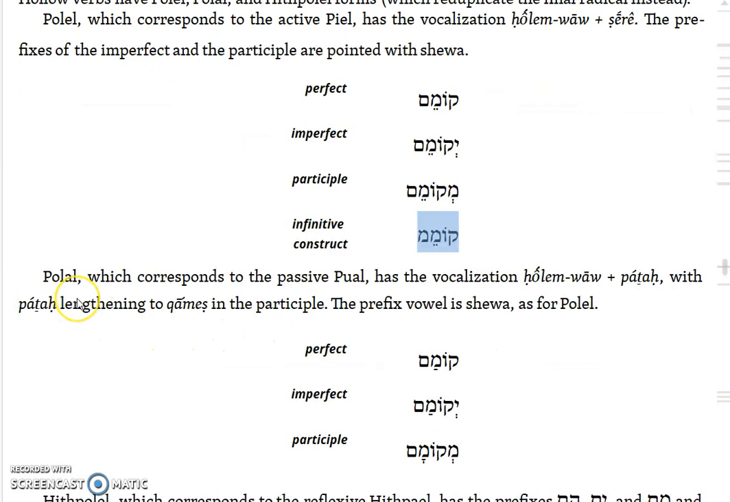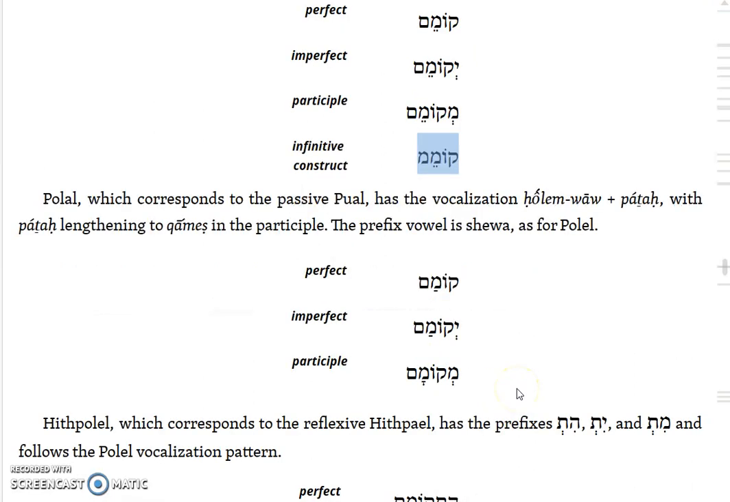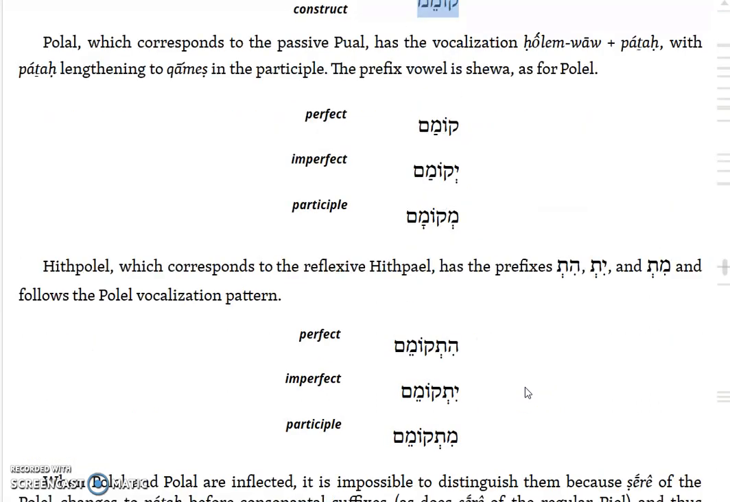The polal with an a vowel corresponds to the pual. And again, instead of doubling the middle consonant, you reduplicate the final consonant instead. And otherwise, that's pretty straightforward. The participle has a kamatz, which is often the case. Well, that would be the same with the pual participle. And the hithpolel is the form that's equivalent to the hithpael form of the piel. And there you see the perfect and the imperfect and the participle.